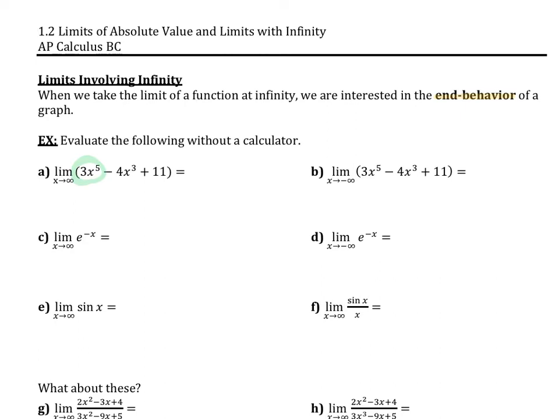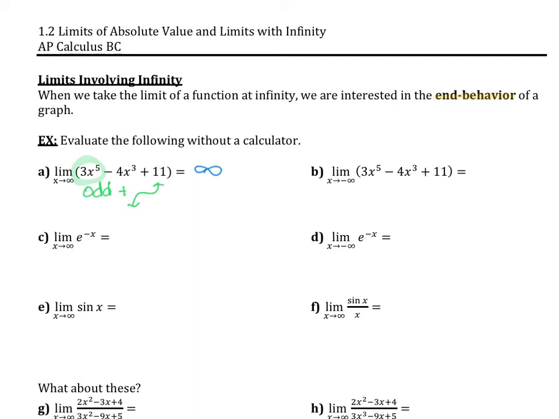Because this polynomial happens to be an odd degree polynomial with a positive leading coefficient. So we know that whatever happens in this graph is doing something like this. So what would the limit be as we approach infinity? It should be infinity, right? The graph should be going up. Okay.